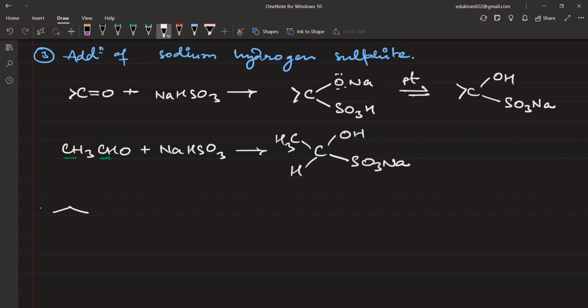If you have some ketone like this, plus NaHSO3, here you will get OH, and here you will get SO3Na. The number of carbon atoms does not change. The reaction completely happens on the carbon that is containing oxygen. The carbonyl carbon is the reactive site here.